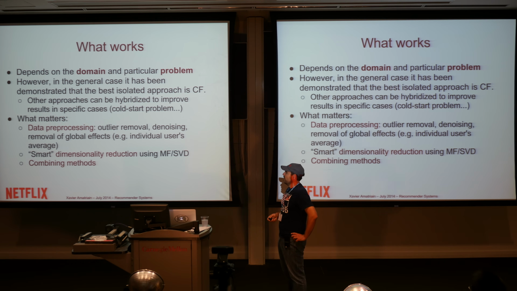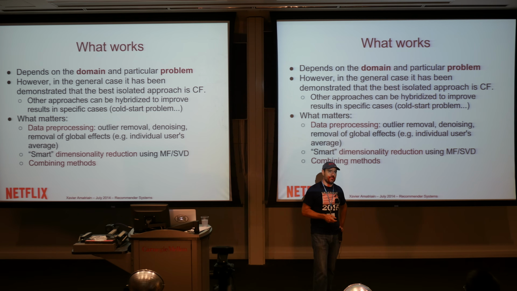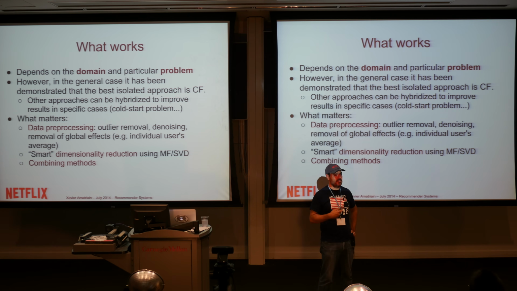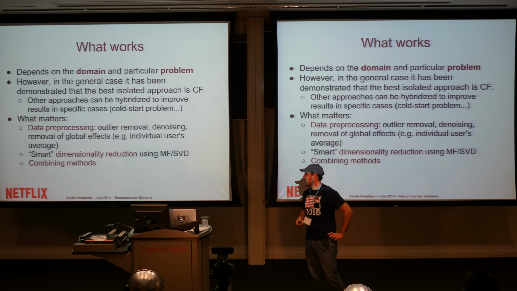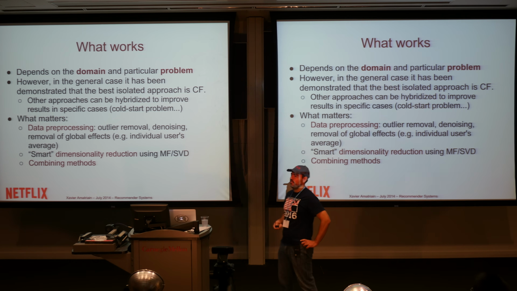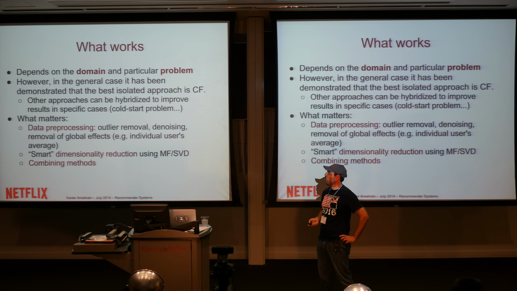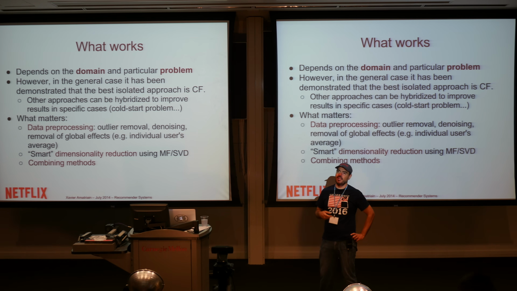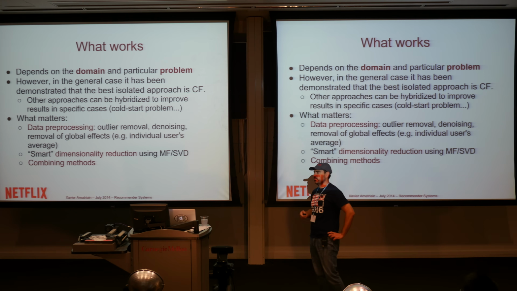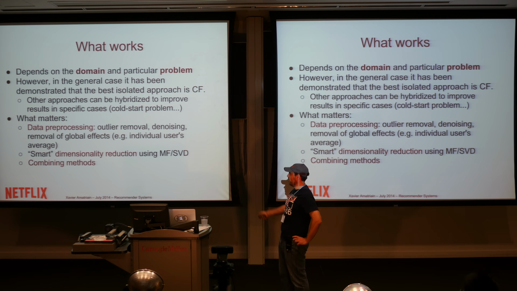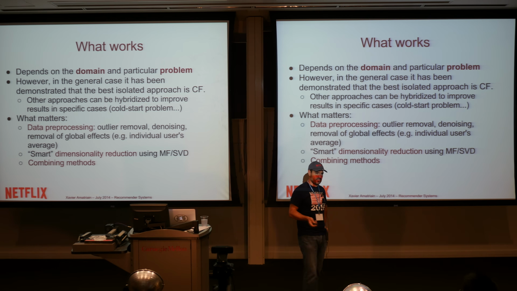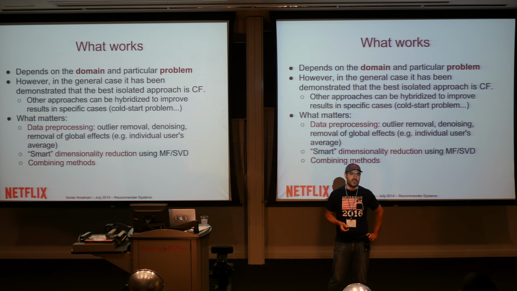So data pre-processing is an important part of the problem and something that you need to be careful about, and you need to worry about things like denoising, removing global effects like user averages or item averages and so on. And a way to do that and to combine it even in a way that you can address the problem better is by doing dimensionality reduction. So things like matrix factorization, SVD, and so on.